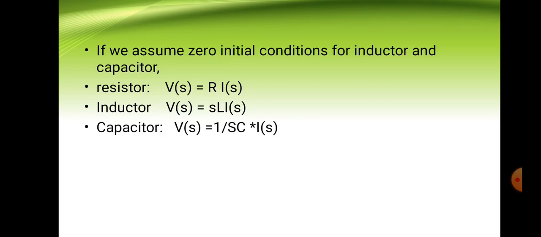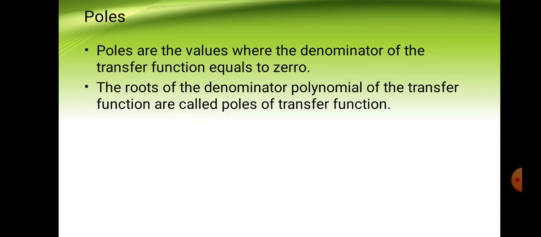If we assume zero initial condition for inductor and capacitor, the voltage across the resistor in frequency domain is R I(s), inductor is sL I(s), and for capacitor voltage across it in frequency domain is 1 by sC times I(s).